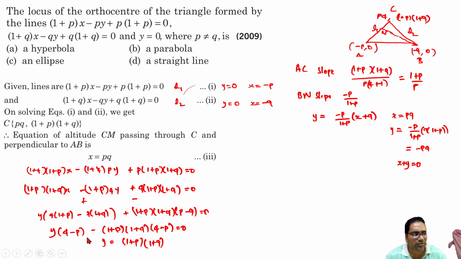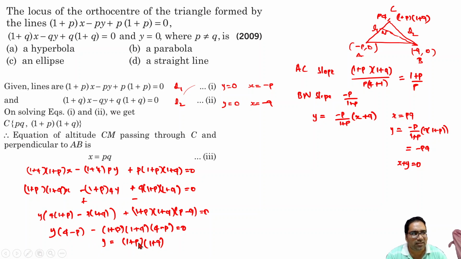We will be left with y into (q minus p) is equal to (1 plus p) into (1 plus q) into (q minus p). That means this q minus p and this q minus p will get cancelled. So we will get y equals (1 plus p) into (1 plus q).